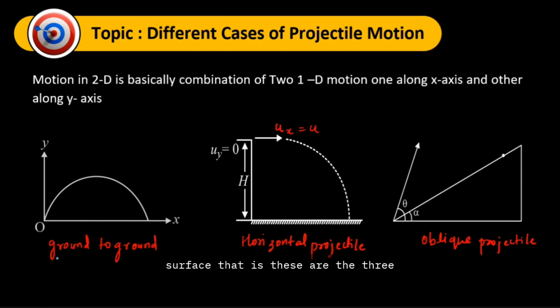So these are the three types of projectile motion. What is most important here is the first and second one. And the third one, if it is there in your class, like if your teacher teaches you, then we'll talk about oblique projectile. Otherwise, we have to go with these two parts only.